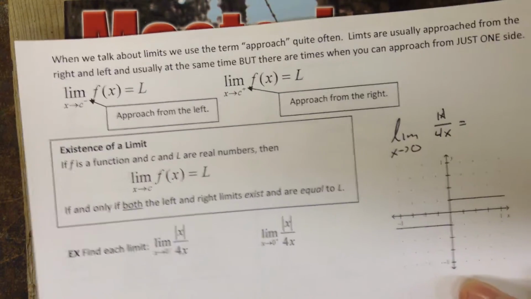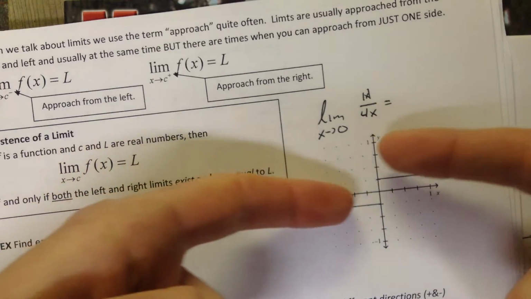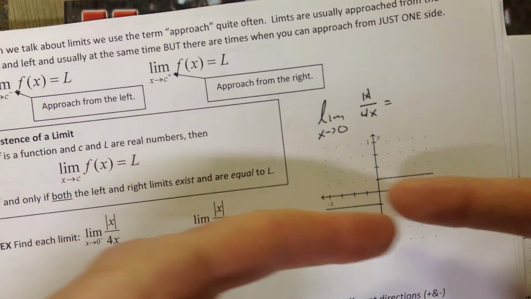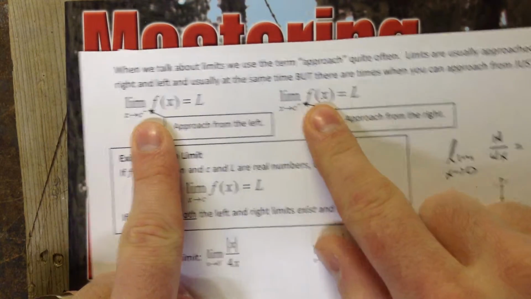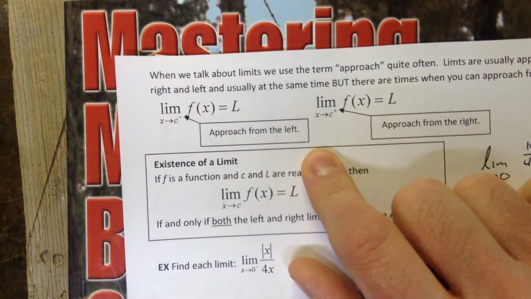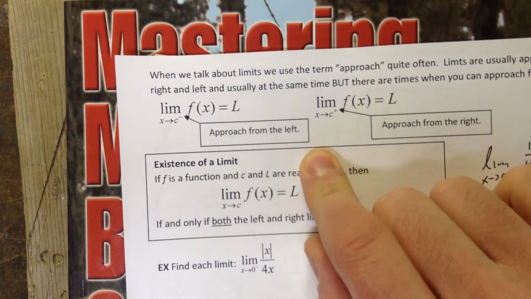A one-sided limit is where you take a limit from just the left side or just the right side. A lot of times when we're working on our limits, we move from the outsides in, so from the left and the right simultaneously. But with these limits, we're going to do just the left side or just the right side.